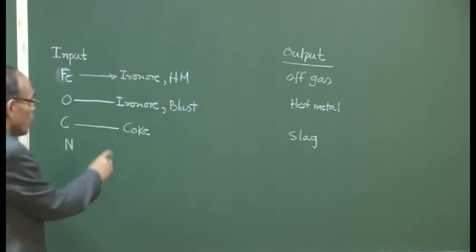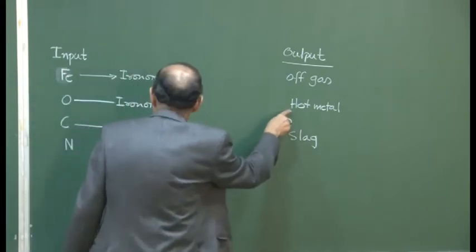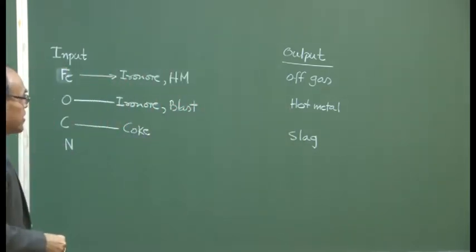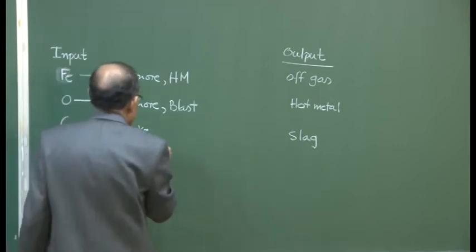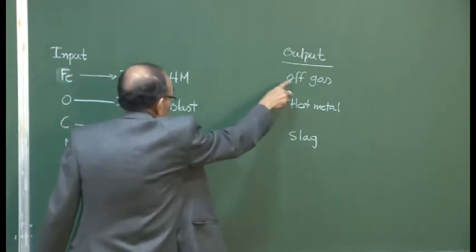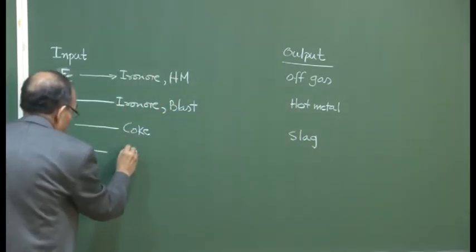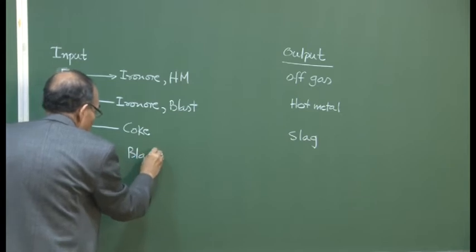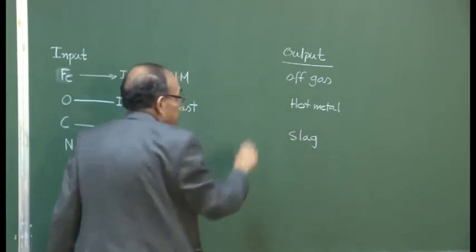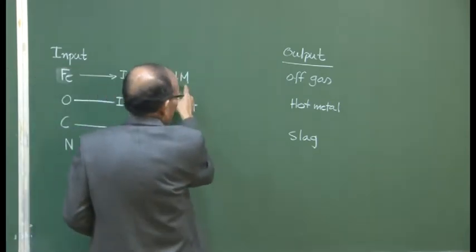The off gas contains carbon monoxide, and also coke carbon gets dissolved in the hot metal itself. So, we can say that both of these come from coke, but this is going to be manifesting both in the hot metal and the off gas. Nitrogen comes from the blast, and that is going to be manifesting in the off gas itself, because hot metal does not have it.